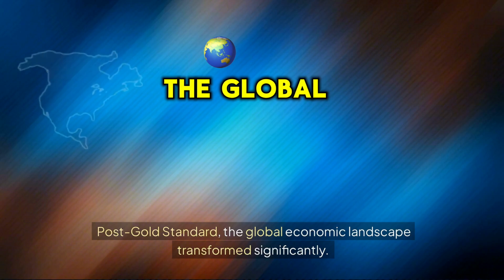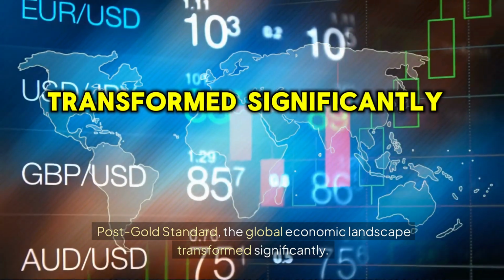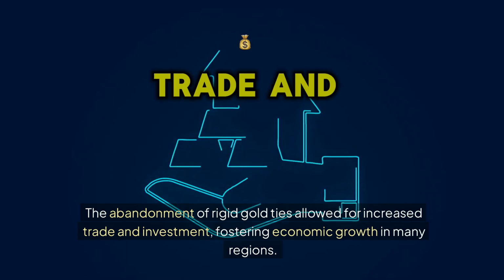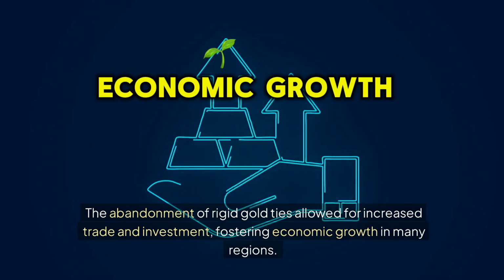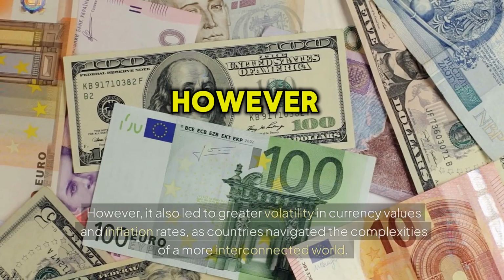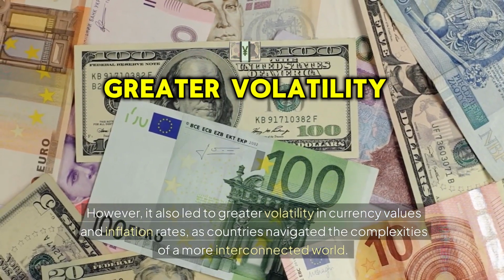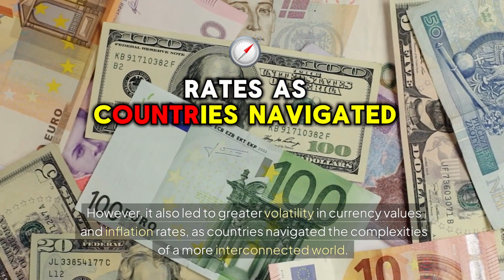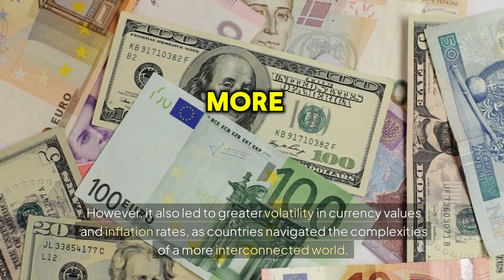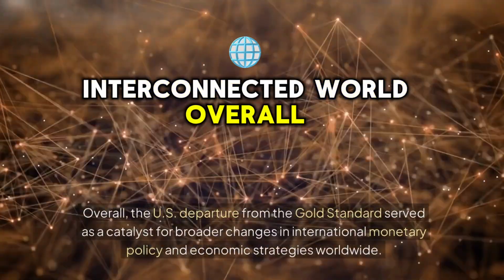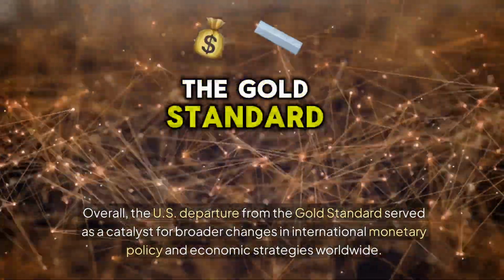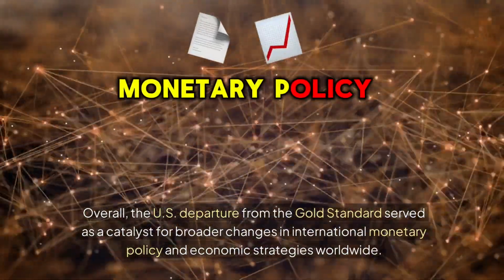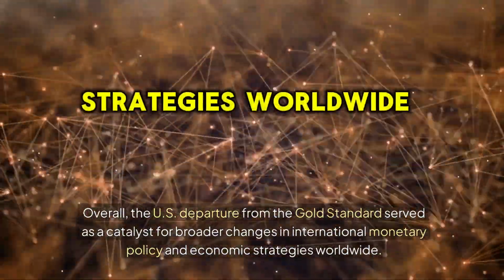Post-gold standard, the global economic landscape transformed significantly. The abandonment of rigid gold ties allowed for increased trade and investment, fostering economic growth in many regions. However, it also led to greater volatility in currency values and inflation rates as countries navigated the complexities of a more interconnected world. Overall, the US departure from the gold standard served as a catalyst for broader changes in international monetary policy and economic strategies worldwide.